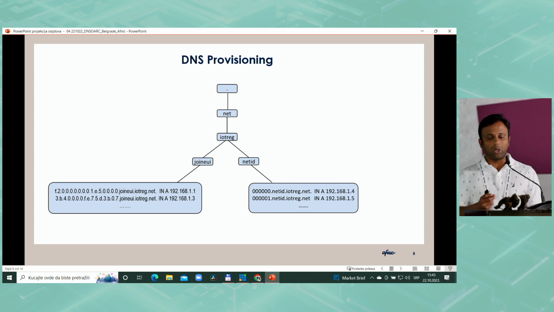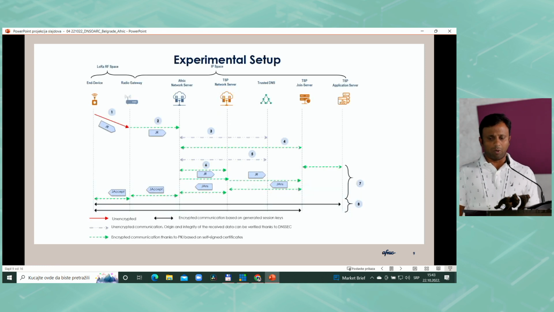For example, in the JoinEUI you have 16 digits which are reversed, with dots added between each digit, and you add LoRaWAN.net to identify the join server. And in the case of NetID, you have only 8 digits. So this is how the provisioning is done.